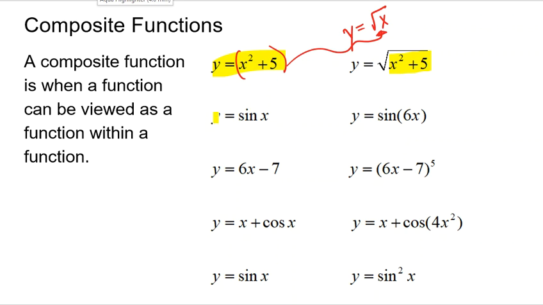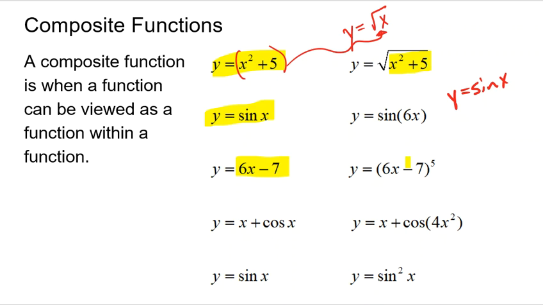Here's another example, sine of x, a pretty traditional standard function. But imagine that we take 6x and put it into that function. Once again, our parent function is sine of x, and we're putting 6x into that function. So instead of sine of x, we're composing it as sine of 6x. Pretty simple.